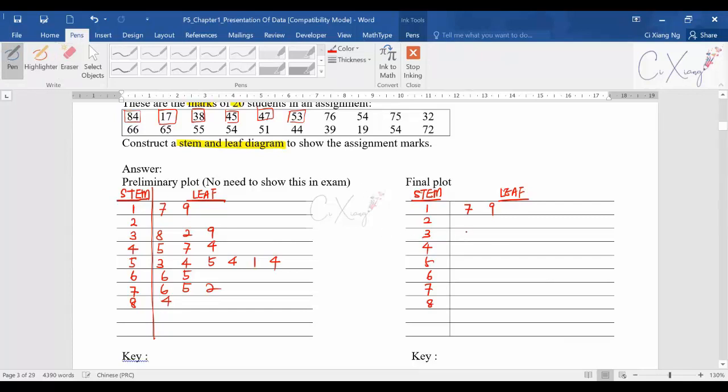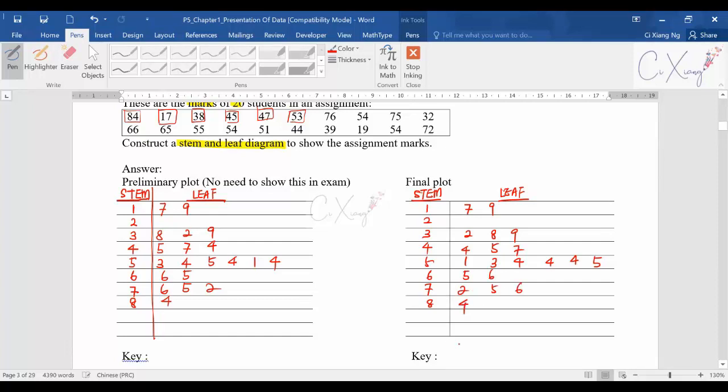Okay, then for 3, it is 2, 8, 9. For 4, if you rearrange it, it is 4, 5, 7. And then for 5, it is 1, 3, 4, 4, 4, 5. So if let's say 54 appears 3 times, you need to write it out 3 times. Okay, then 5, 6, 2, 5, 6, and 4.